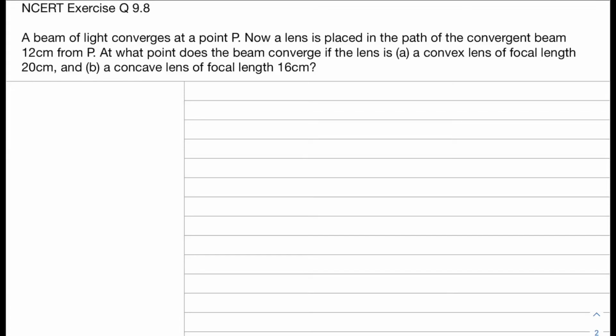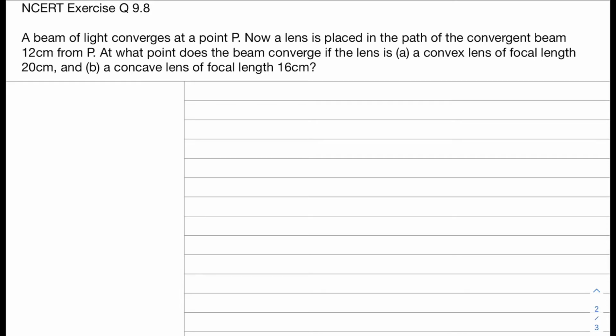Now question 9.8. A beam of light converges at a point P. Now a lens is placed in the path of the convergent beam 12 cm from P. At what point does the beam converge if the lens is, first part, a convex lens having a focal length of 20 cm, and in the second part you have a concave lens of focal length 16 cm.